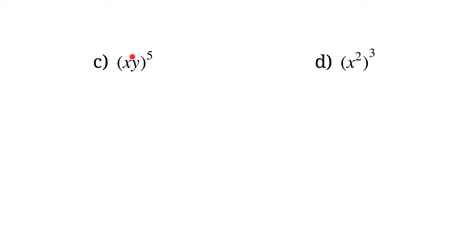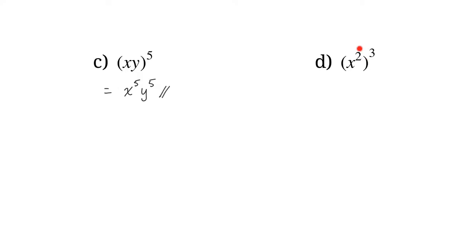In the next one, we have xy to the power of 5. Now this 5 applies to everything in the brackets, and I know this because it's right outside of those brackets. xy cannot be multiplied any further, so this just simplifies to x to the power of 5 times y to the power of 5.